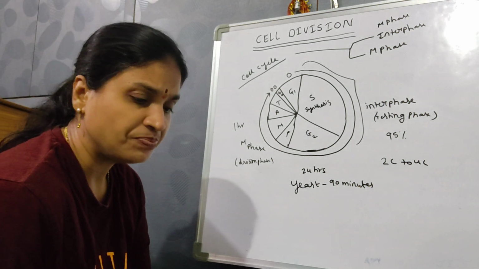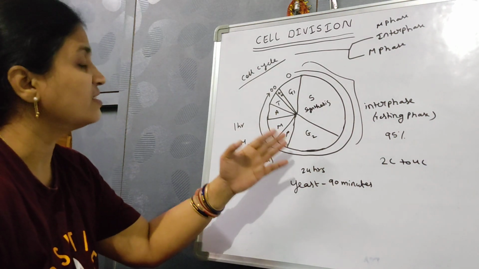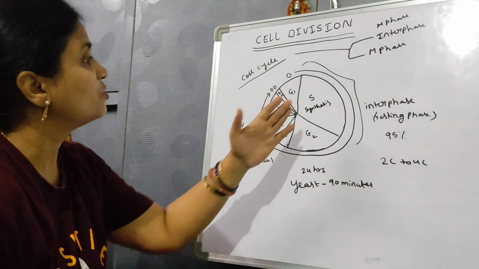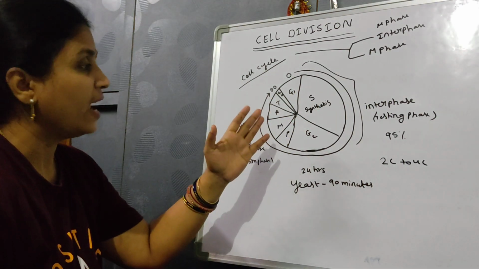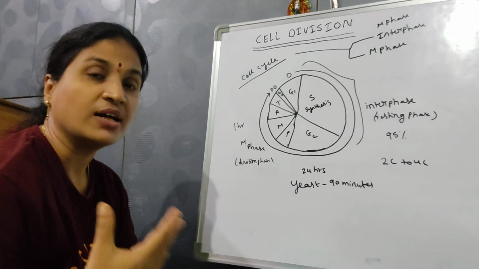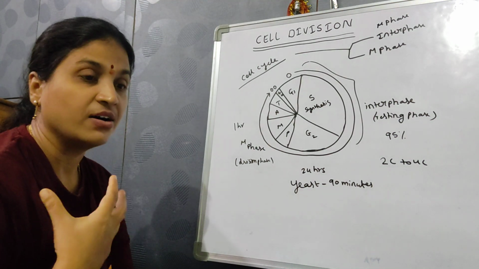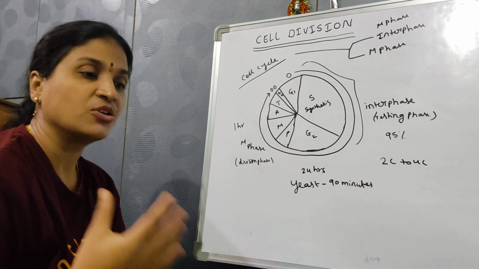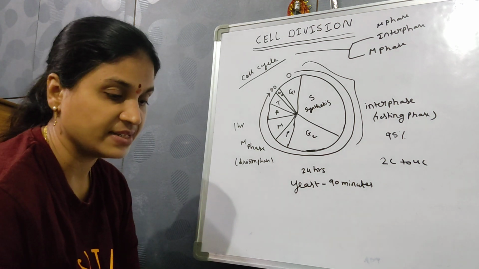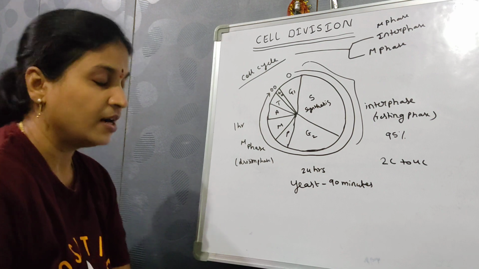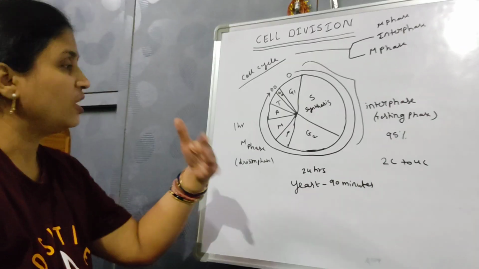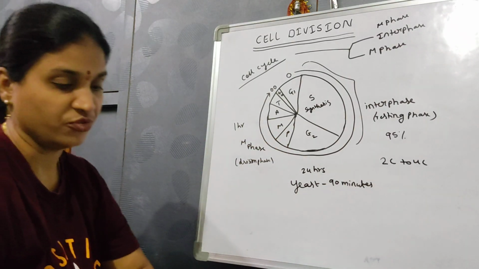Then in G2 phase, the gap 2 phase, it is in between the synthesis and the M phase. In this phase, the other constituents which are required for the cell for its growth and for its division, like proteins, are synthesized, and the cell growth is going to continue. This is about the gap 2 phase.